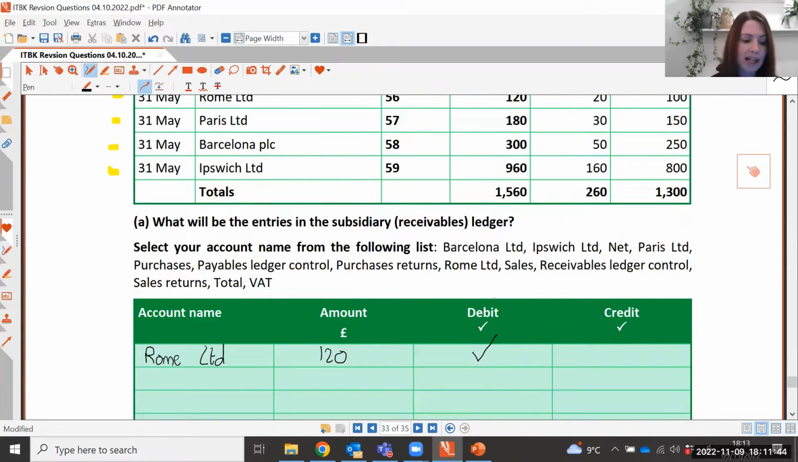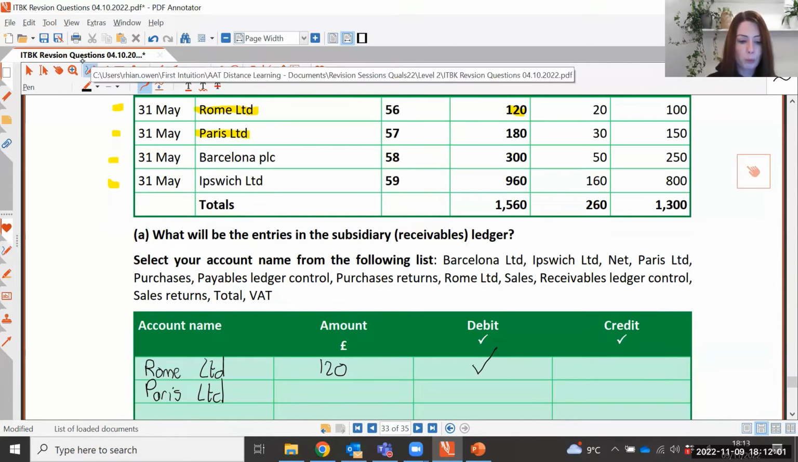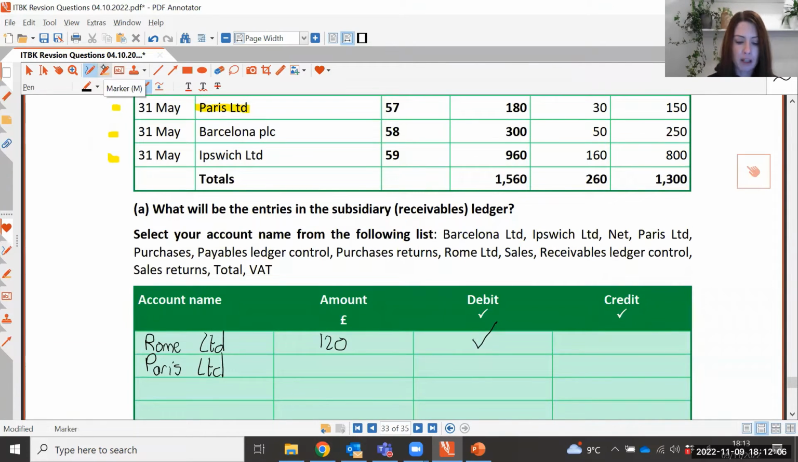Okay, so what will we put as the details for the second one? Good. Yeah, so it's all the individual customers. Good. So what would we enter as the amount? Sorry, I'll scroll back up. 180. And again, would this be a debit or would it be a credit? Again, yes, it's a debit because it's a credit sale, so it's increasing that asset.